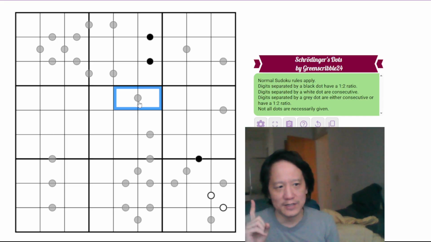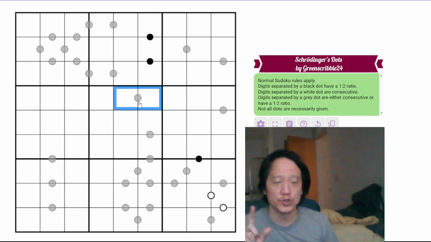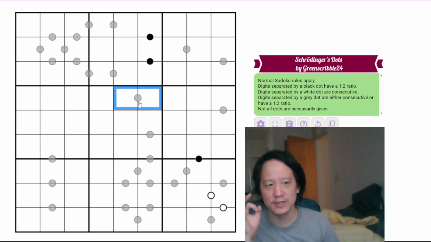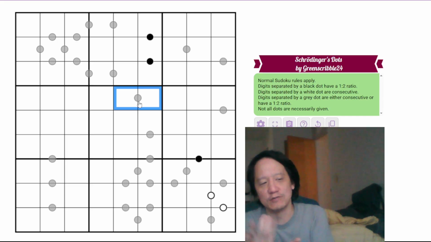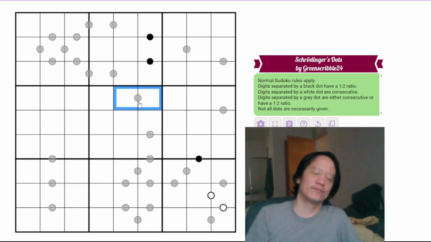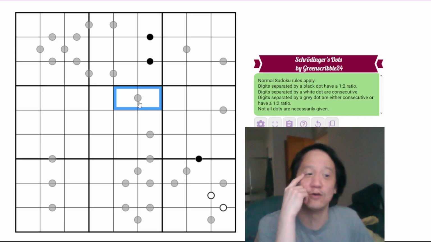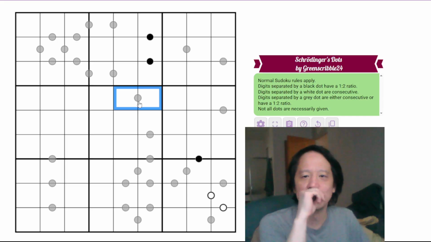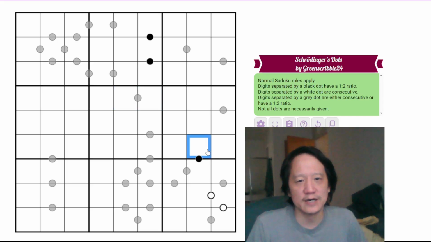So the gray dots are either a black dot or a white dot, but we don't know which, which is why it's called Schrödinger's dots, in reference to Schrödinger's cat, where it's in both states at the same time. We don't know. But technically, it's actually in one state. We just have to figure out what that state is. I guess they could be in both states if it's 1 and 2, but that's only if it's 1 and 2.